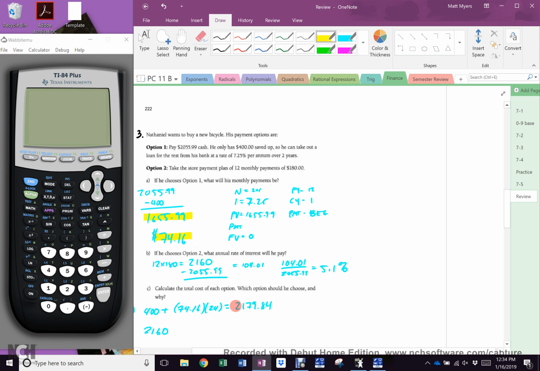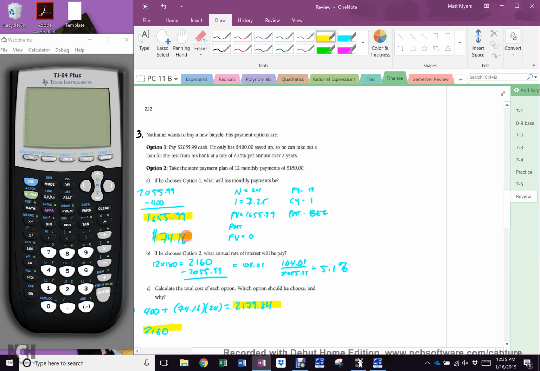Calculate the total cost of each option. That's option 1, $400 plus 24 payments. That's option 2. Which one should he choose? Which one would you choose? This one's cheaper, right? But you got to have $180 free a month to pay for it, don't you? But you get to keep your original $400. This one, slightly more expensive, 19 extra bucks, but you've only got to pay $74 a month.